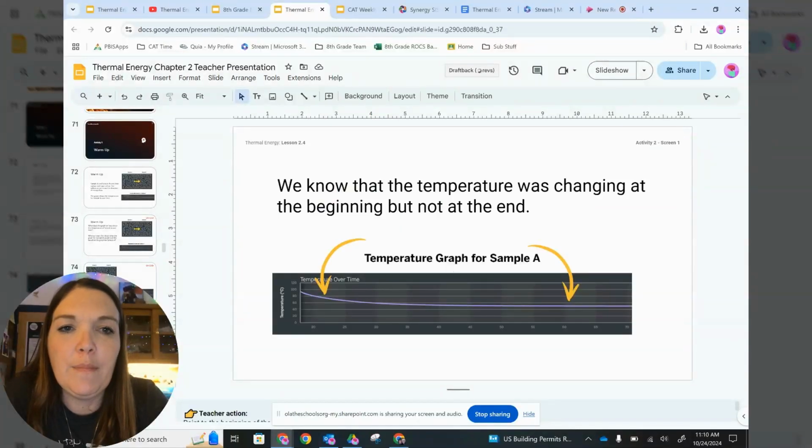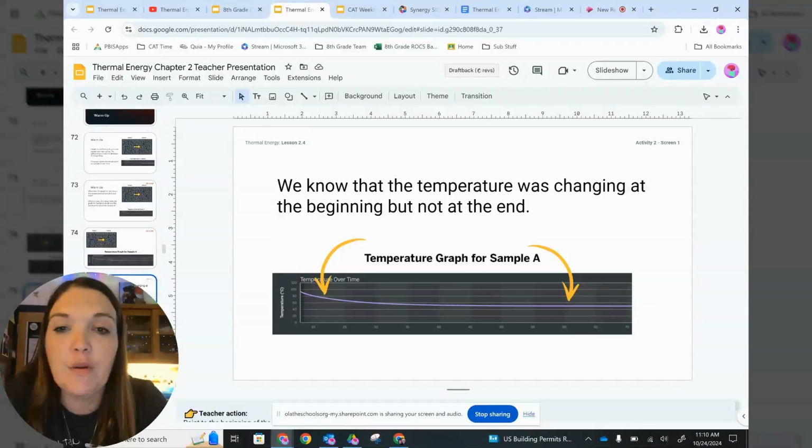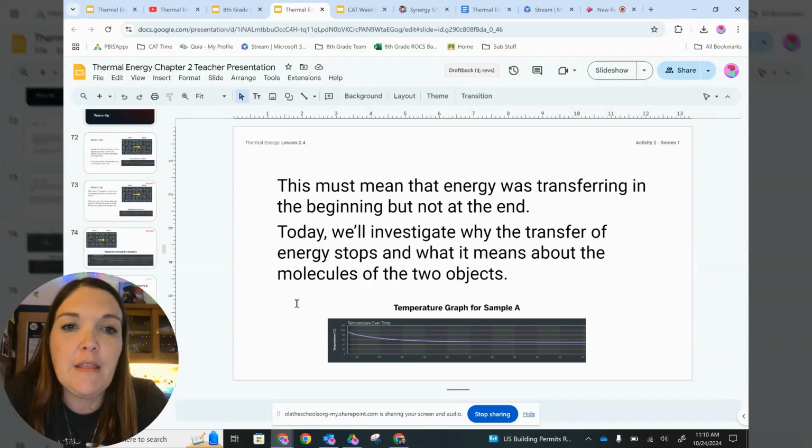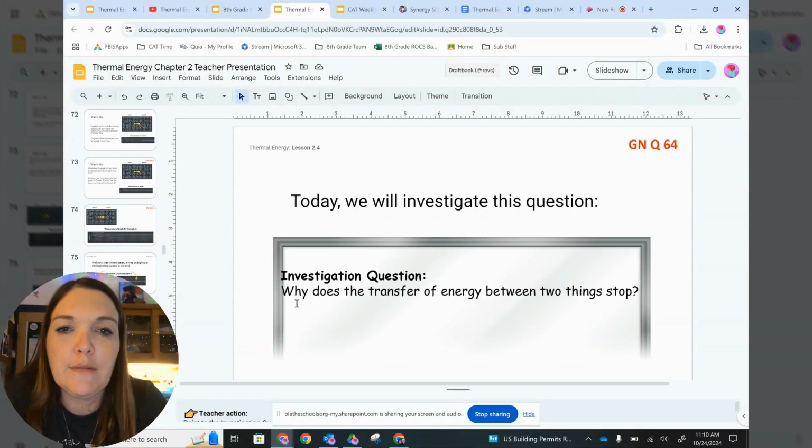We know that the temperature was changing at the beginning, but not at the end, if you notice that. This must mean that the energy was transferring in the beginning, but not at the end. Today, we'll investigate why the transfer of energy stops and what it means about the molecules of the two objects.